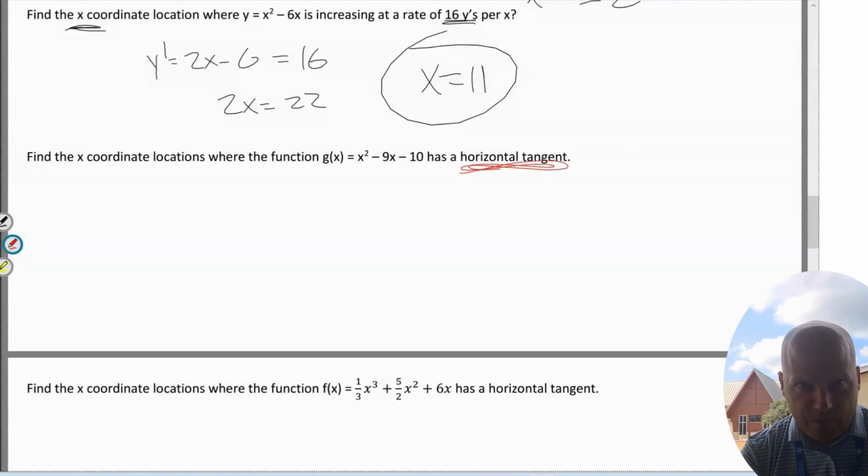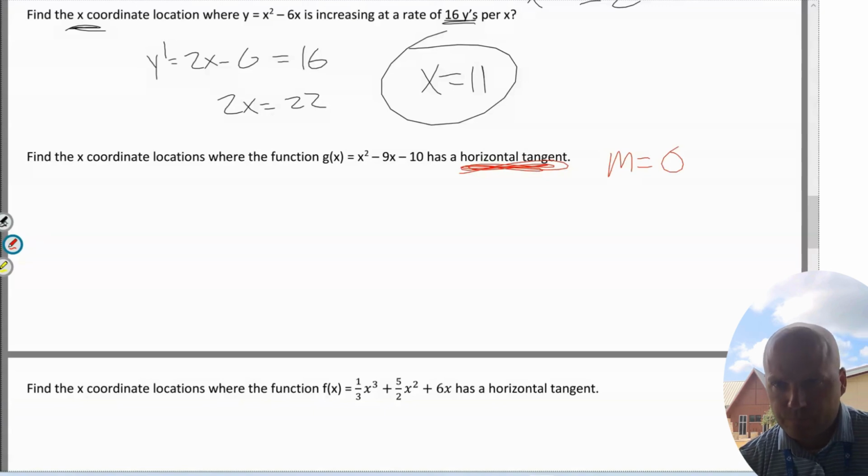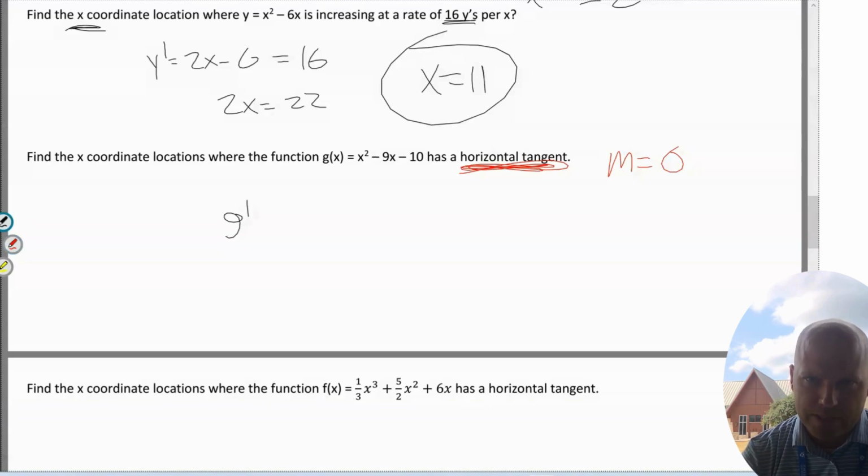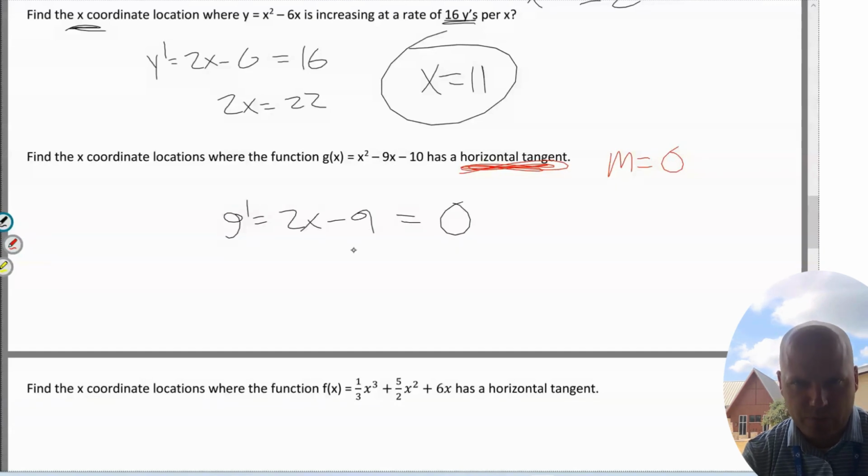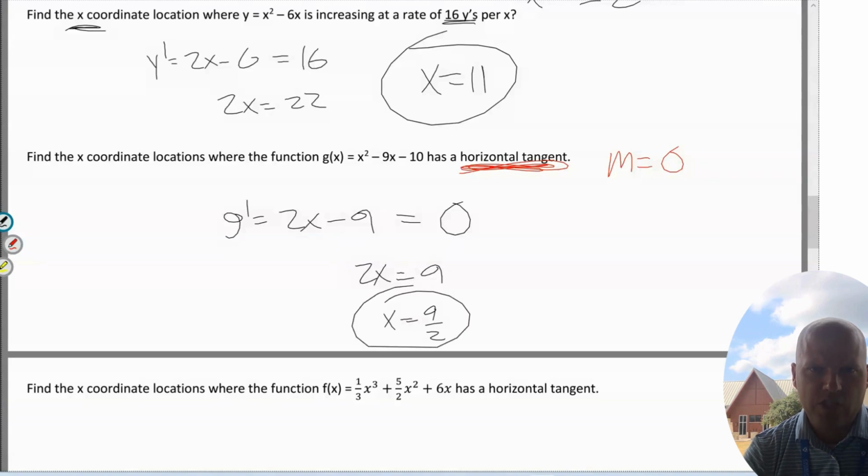You will do this often. Horizontal tangents, or when slopes are 0. Horizontal tangents are great because you will find locations of maxes and mins, and we will do this often. I hope you guys understand. I'm finding a location on G where my slope is 0.